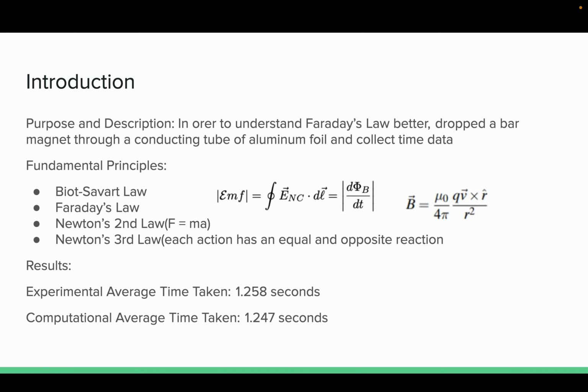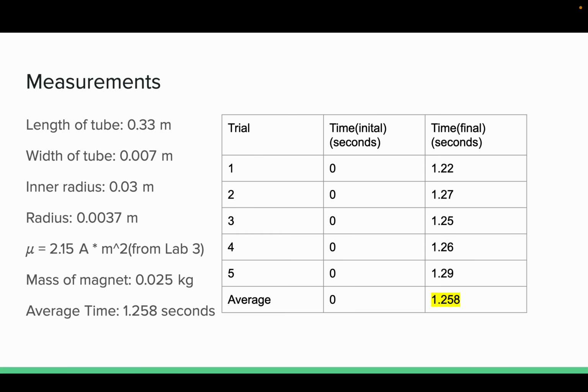The results that I got, which I'll go over how, is the experimental average time taken for the magnet to drop through the tube was 1.258 seconds, and the computational model showed that it took 1.247 seconds. So here are the measurements.